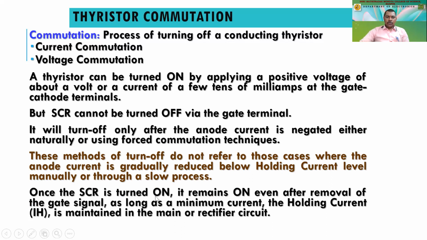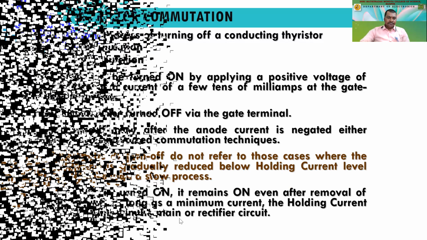So once the SCR is turned on, it remains on even after removal of the gate signal. I told you, even if the gate voltage is just applied, just a small pulse is given, it is still very difficult to switch it off again. So if the gate voltage is zero, then also it will remain in conduction.